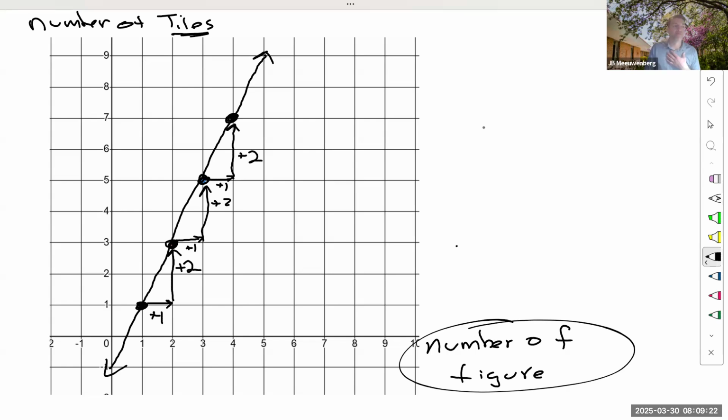And that's what we were talking about when we made that fraction, the change in tiles compared to the change in figure number was 2 to 1. And this is the idea of slope, because slope talks about the rate of change.